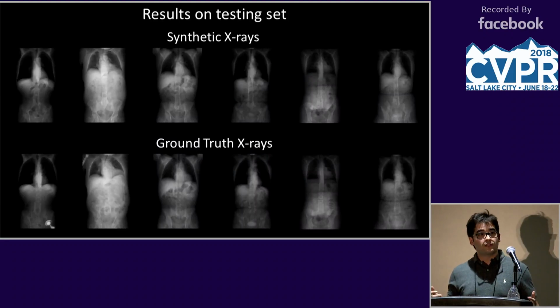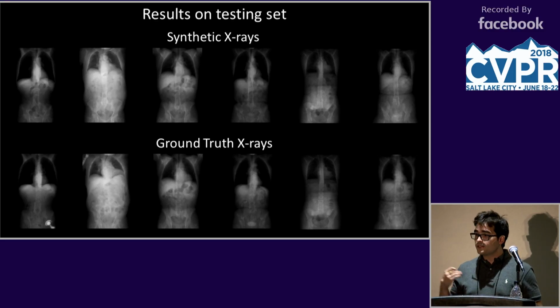Here you can see some results on the testing set. Even though our results are not as detailed as the ground truth, especially on the spine area, which is highly subject to variance, the resulting images are still pretty realistic. It was of course not able to guess the metallic implant of the first patient in the first column.